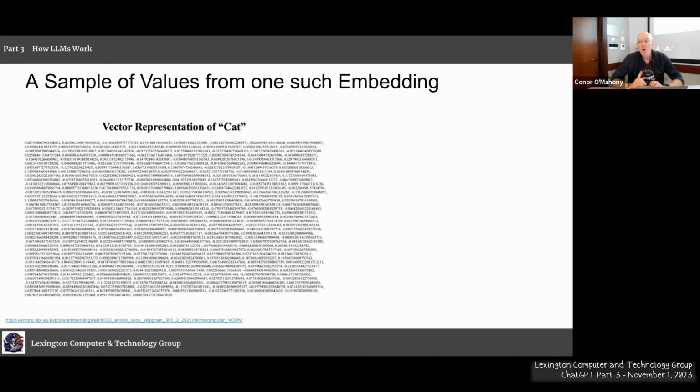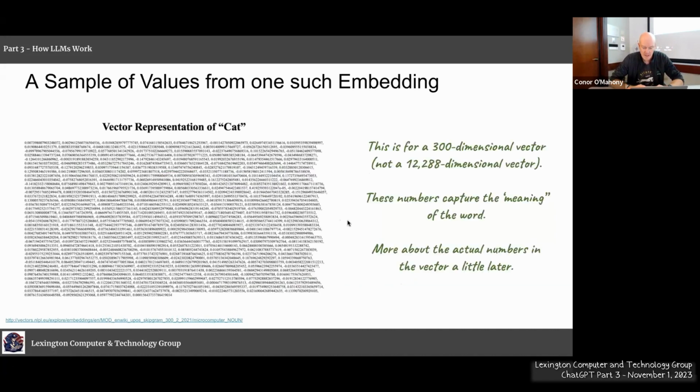Now, we're going to visit this webpage in a moment. Again, you can click on the link here to start playing with this yourselves to get a good feel for it. But one thing I'll point out is that this vector representation of cat is a 300-dimensional vector. With ChatGPT, we're dealing with 12,288 dimensional vectors to represent a word. It's a lot of numbers.